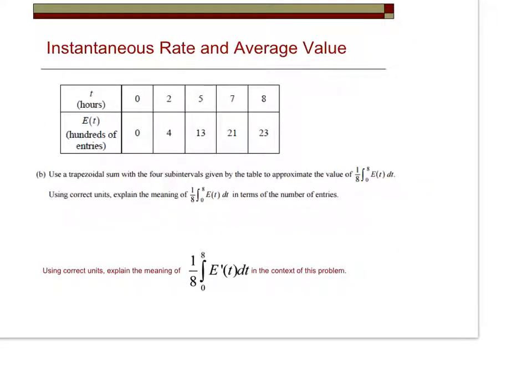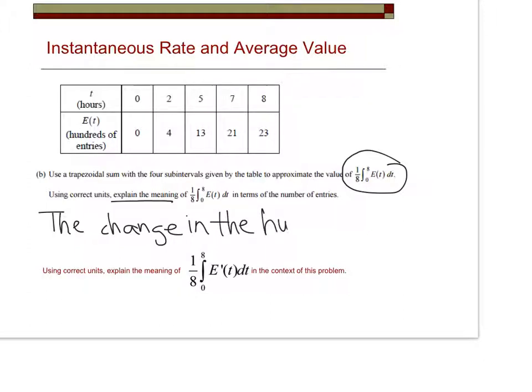Now the further parts of this FRQ. So now we are asked to approximate the value of this expression, and you have to explain the meaning. Well, we know how to do a trapezoid. I'm not going to focus on that, but I'm going to focus on the meaning here. So we're taking the integral of E of t all over 8. So the meaning of this would then be the change in the hundreds of entries, so notice I used units of entries, between 0 to 8 hours.